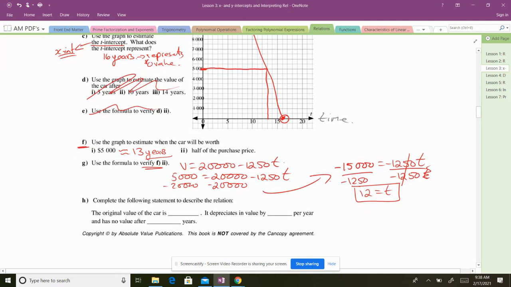What's the original value of the car? 20,000. It depreciates. Do we know what depreciates means? Goes down in value by how much per year? This amount. 1250 per year, and it has no value after 16 years. All right.